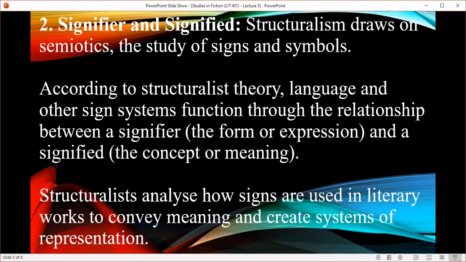So the word used is the signifier. The concept or something in the real world that the word is representing is the signified. Therefore, as structuralists, our analysis is on how signs, words and sentences are used in literary works to convey meaning and create systems of representation. Whatever we say, we have an idea that people believe in from real world experience. When something is mentioned, there is a thought that comes to the reader's mind based on his experience in his environment. So there is a relationship between signifier and signified, and this relationship must be established for meaning making, for interpretation.